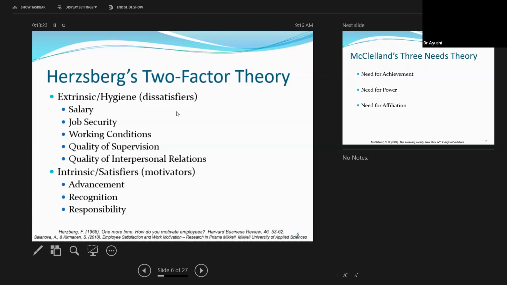Then the quality of interpersonal relationships. As we all know, there has to be a very good quality of interpersonal relationships wherever we go to work or learn. Otherwise, if that is missing, again, the motivation will not be there.